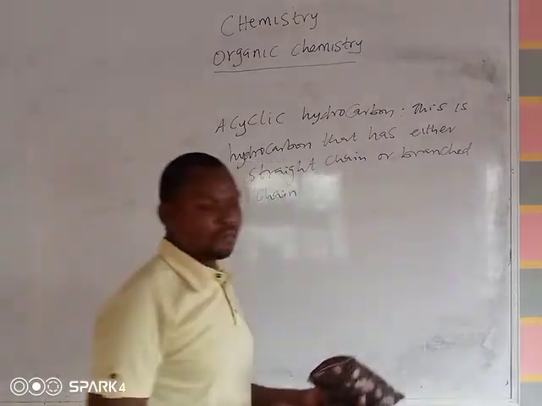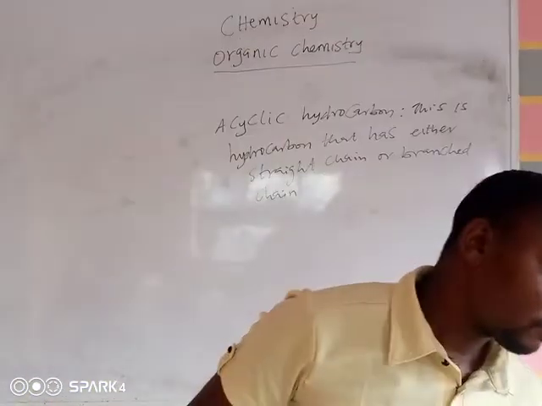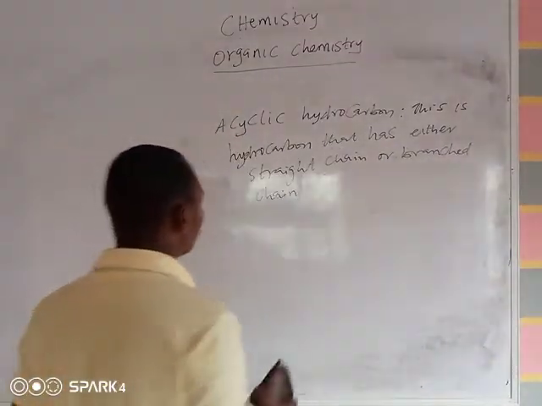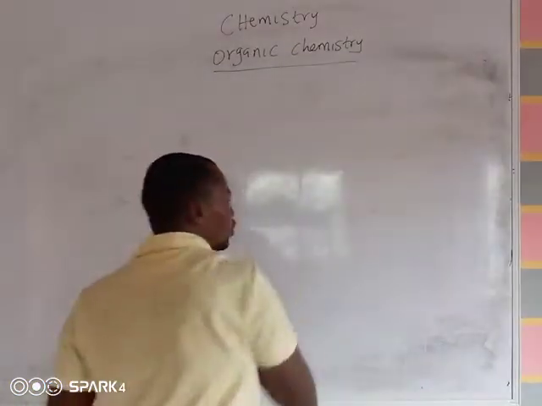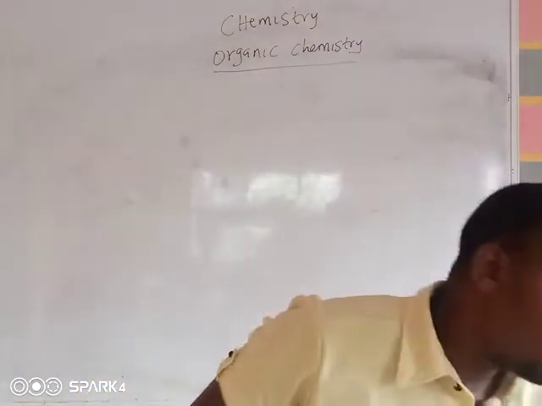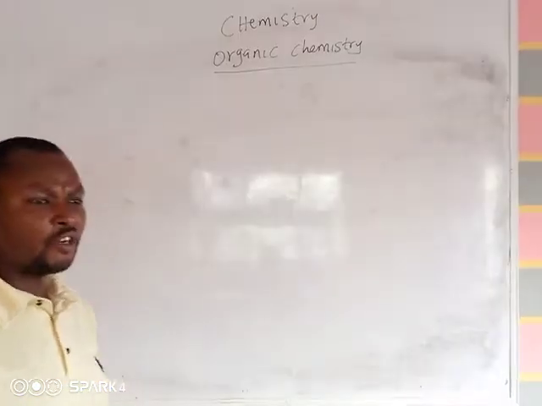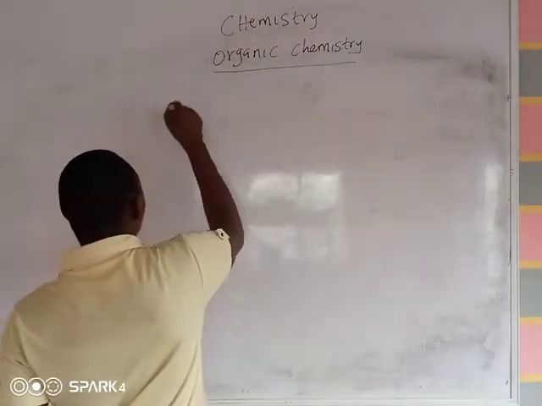So what do we mean by a straight chain? A straight chain is a chain in which there is a series of methylene groups.